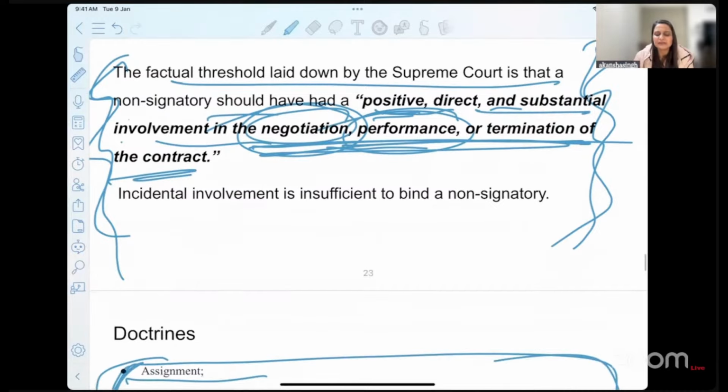And mere incidental involvement will be insufficient to bind a non-signatory. See, ultimately it is party discretion, right? The parties have decided and then they have come up with an arbitration agreement. So can you bind a non-signatory who did not have the intention to be bound by it? No. That is why we say that merely incidental involvement will not convince the court. It has to be seen in the context of the highlighted portion on the screen: negotiation, performance, termination of the contract.